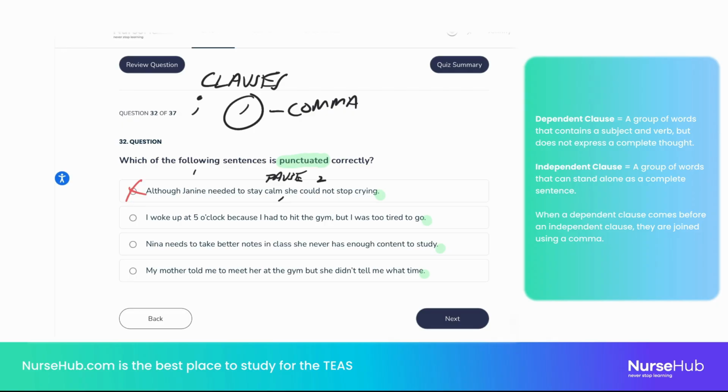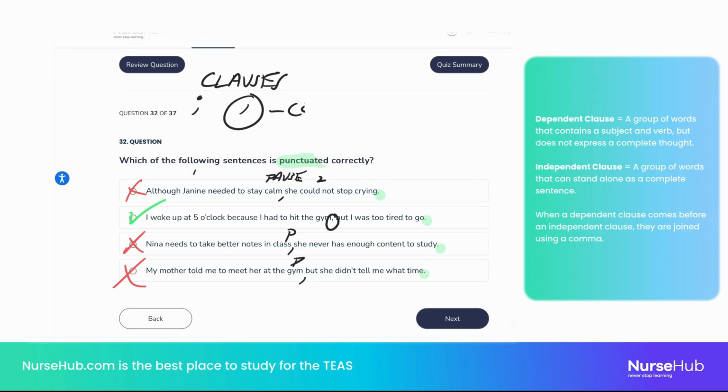Now it's the next one. I woke up at 5 o'clock because I had to hit the gym, but was too tired to go. So you notice that pause there, and there we have the comma. So we'll keep that one open for now. Nina needs to take better notes in class. She never has enough time to study. So there again, we pause there and we don't have any punctuation. So that one's also incorrect. And finally, we have, my mother told me to meet her at the gym, but she didn't tell me what time. Again, we need the comma there because we pause in between our 2 clauses, which leaves that one as incorrect and this one as our right answer.